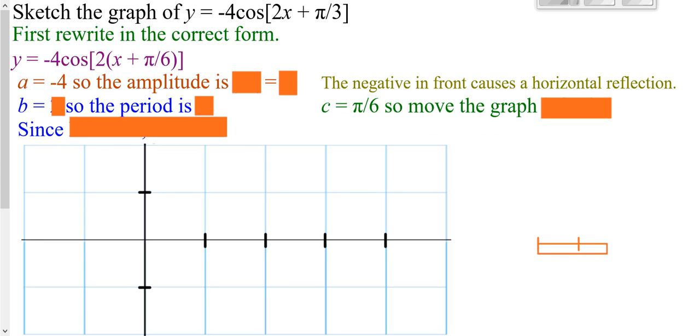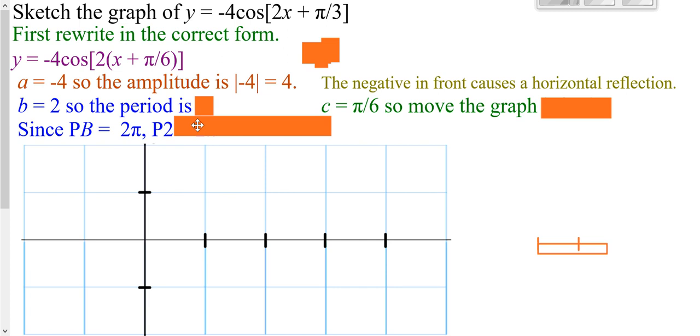So let's go ahead and try to do this one. Our A is -4, so our amplitude is the absolute value of that, so it's +4. The negative flips our graph upside down. Our B value is 2, so our period is 2 pi over 2, which would be just pi.